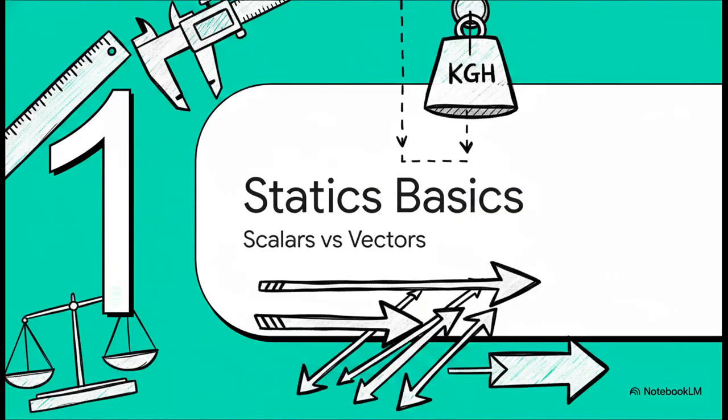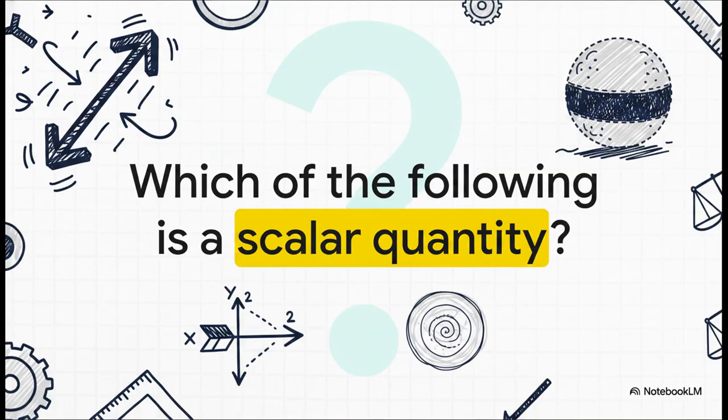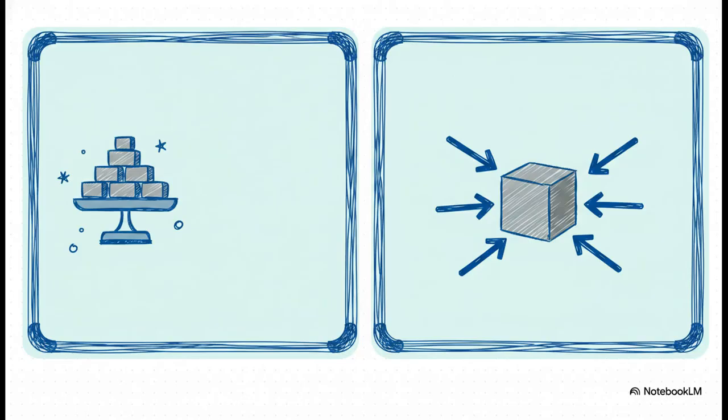Section 1. Statics basics, scalars versus vectors. Okay, let's kick things off with a quick inventory check of our absolute most basic engineering tools. Take a split second to test your memory here. Which one of the following is a scalar quantity? Are we looking at A, force, B, position, C, mass, or D, velocity? Go ahead and lock in your answer. Well, if you went with mass, you are spot on.